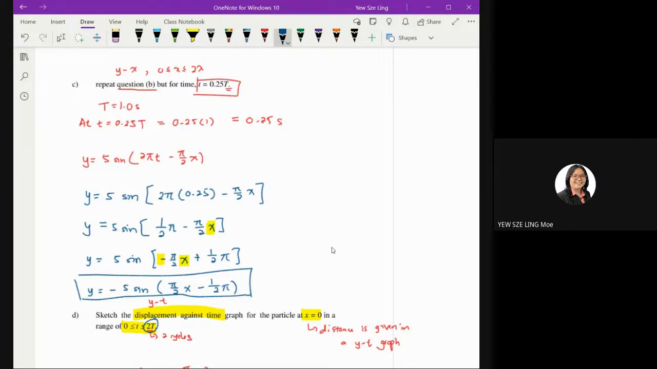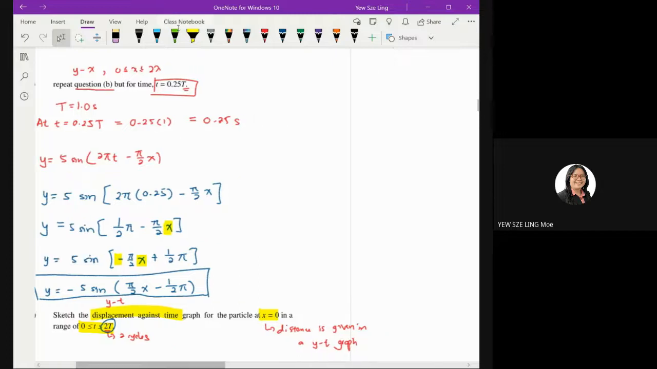If you notice, now I have a quite complicated equation, with a negative sign and a negative initial phase angle. So what should I do? I'm going to show you step by step until you get the final shape. What am I going to do right now? I'm going to split the graph into 3 sections, 3 steps.